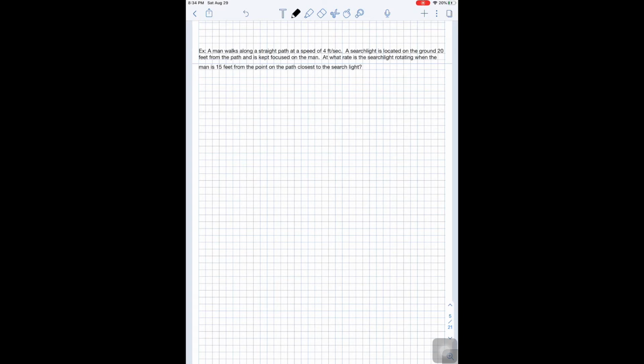A man walks along a straight path. All right, so we'll put him here. Extra points if you draw fun pictures along the way. Makes it exciting. And a searchlight is located on the ground 20 feet from the path. Okay, so let's put the searchlight here, and it is 20 feet from the path. So I can label this actually 20 because it's not changing.